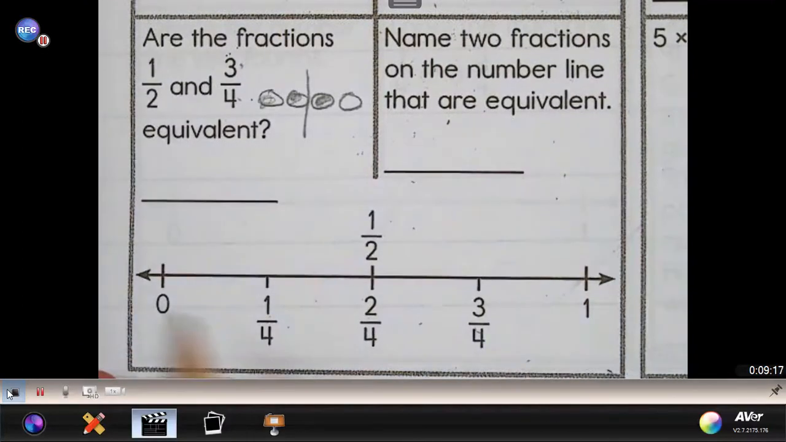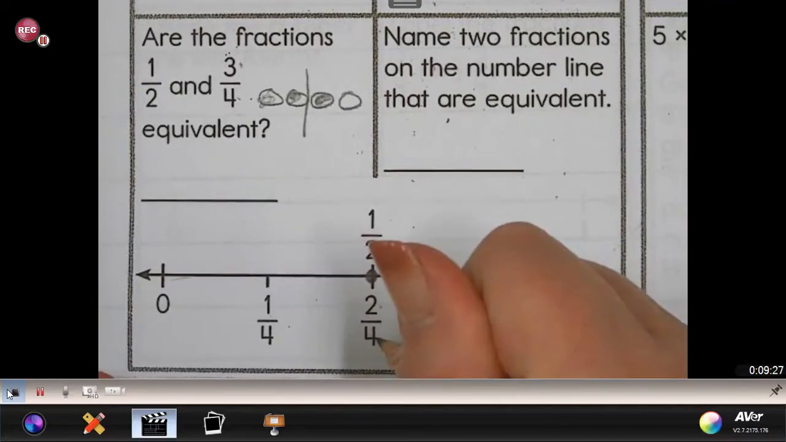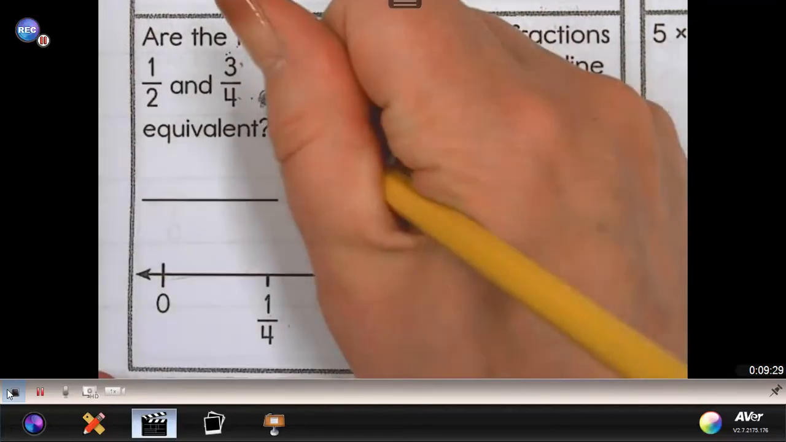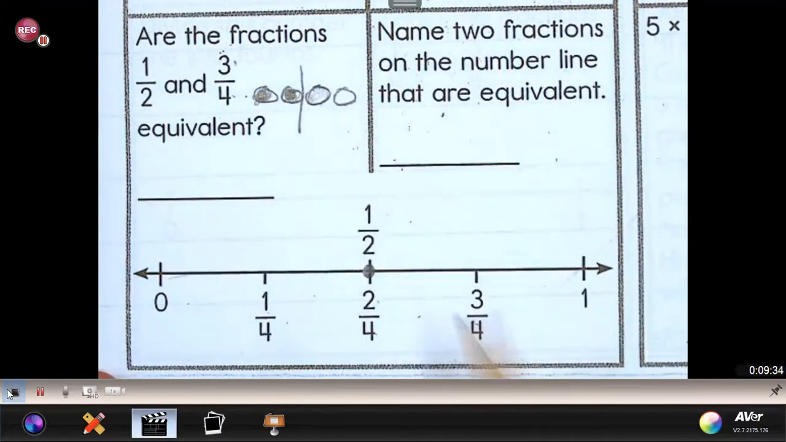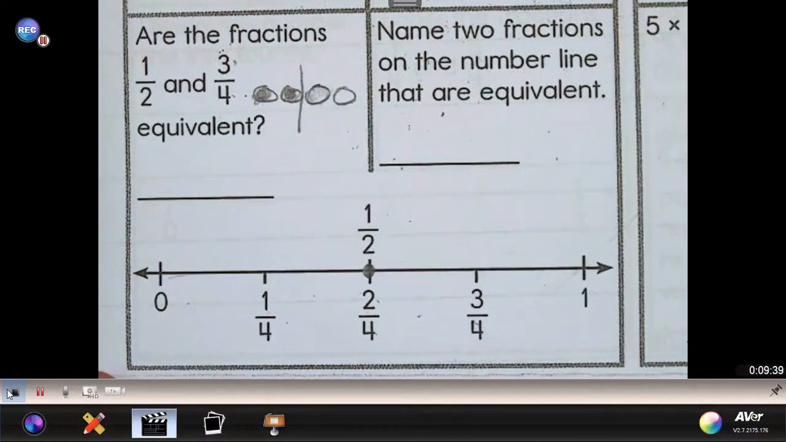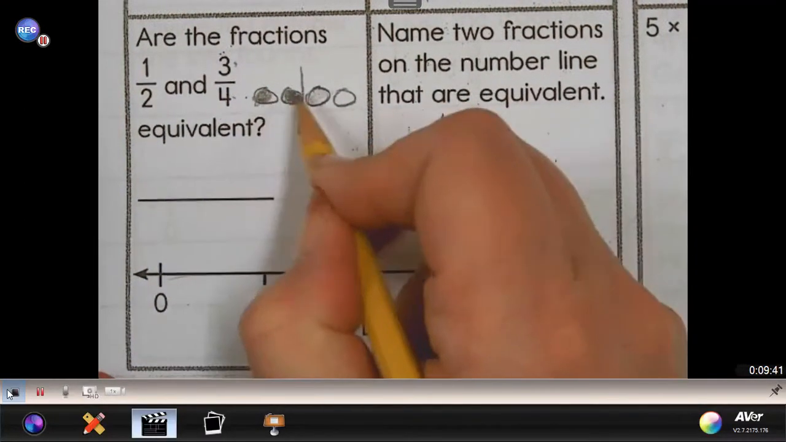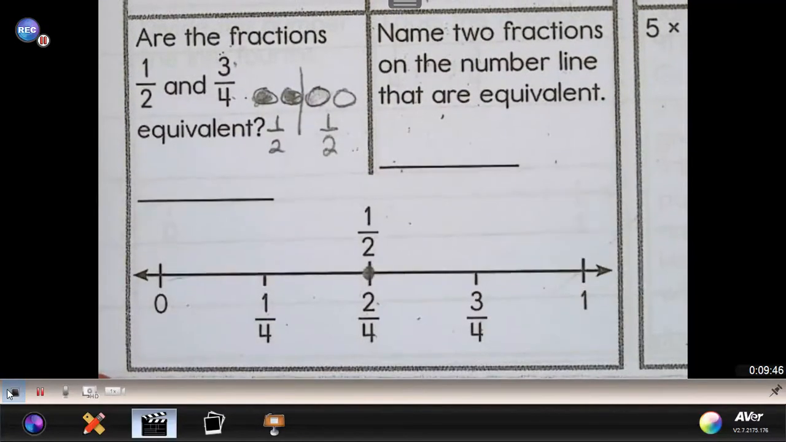So we can look at our number line also and say, oh wait, 1/4, 2/4 is right down the middle. Is 2 half of my 4 pieces? Well, is 2 half of the 4? When I take a look at that, yes, 2 is half of 4 because I have 2 here and 2 here. So I have 2 equal parts. And these 2 equal parts are half, and these 2 equal parts are considered half. So 2/4 is equivalent to half, but it is not equivalent to 3/4.